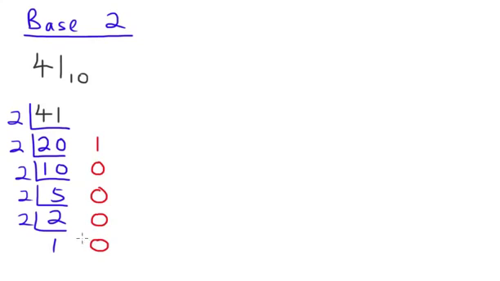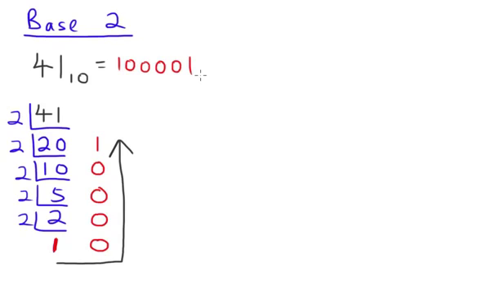So you stop when we couldn't divide anymore. For example, it's 1 now, we couldn't divide anymore by 2. So you stop here. And the answer would be from the last quotient here and all the way up towards the top. This is the answer. You read from the last quotient here, 1, so it would be 1, 0, 0, 0, 0, 1. So the answer is 100001 base 2.